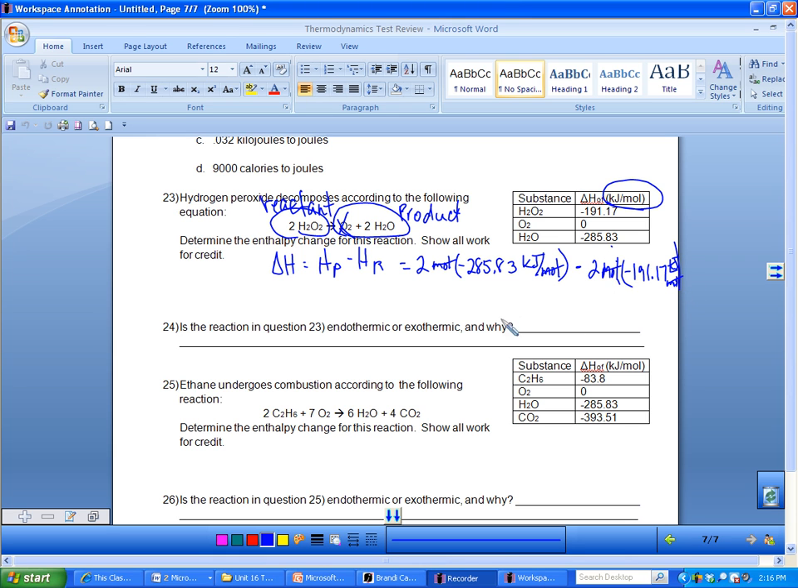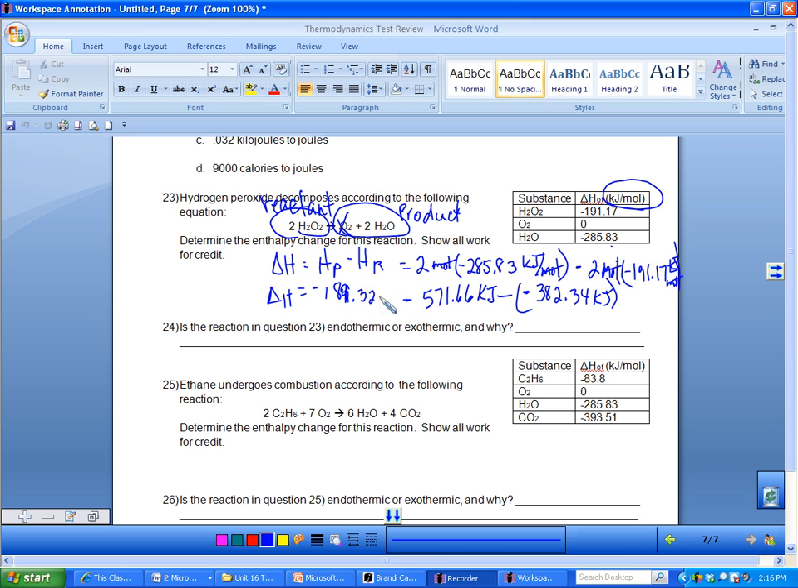Moles will cancel. So I'm going to multiply that times that. And when I multiply that times that, I'm going to get 571.66 kilojoules, but it's a negative. And then I'm going to multiply 2 times negative 191, and I'm going to get a negative 382.34 kilojoules. Now I'm going to take that negative and subtract them. So that's the same thing as a positive sign in there. So my answer is going to be delta H is equal to negative 189.32.